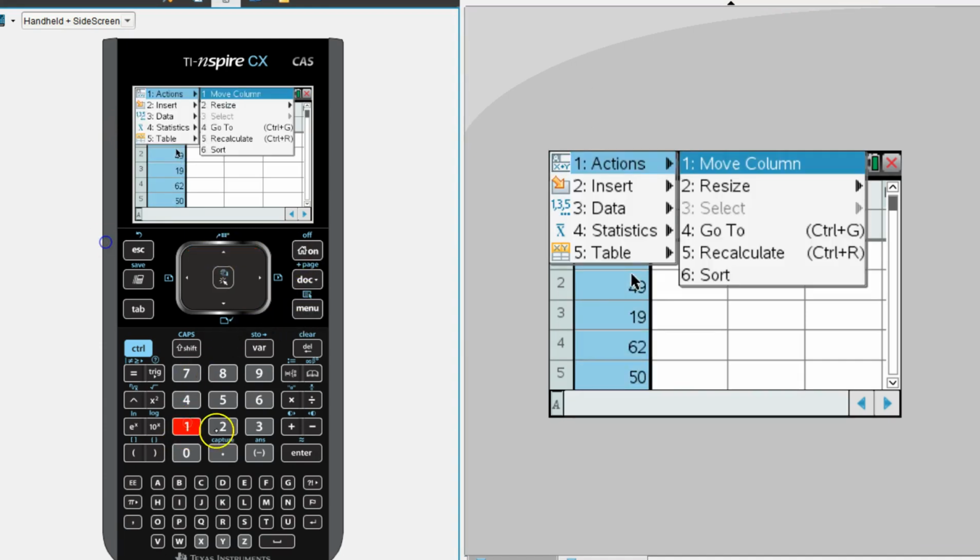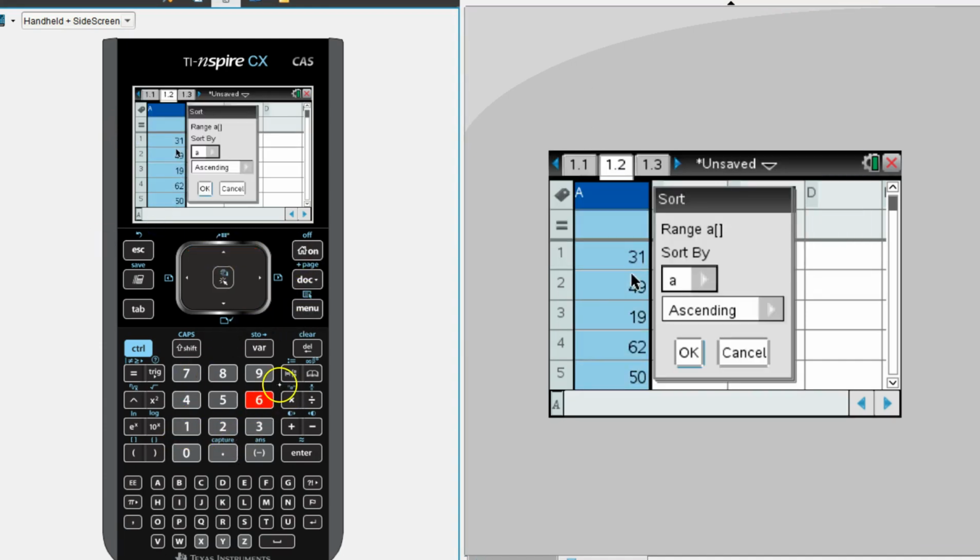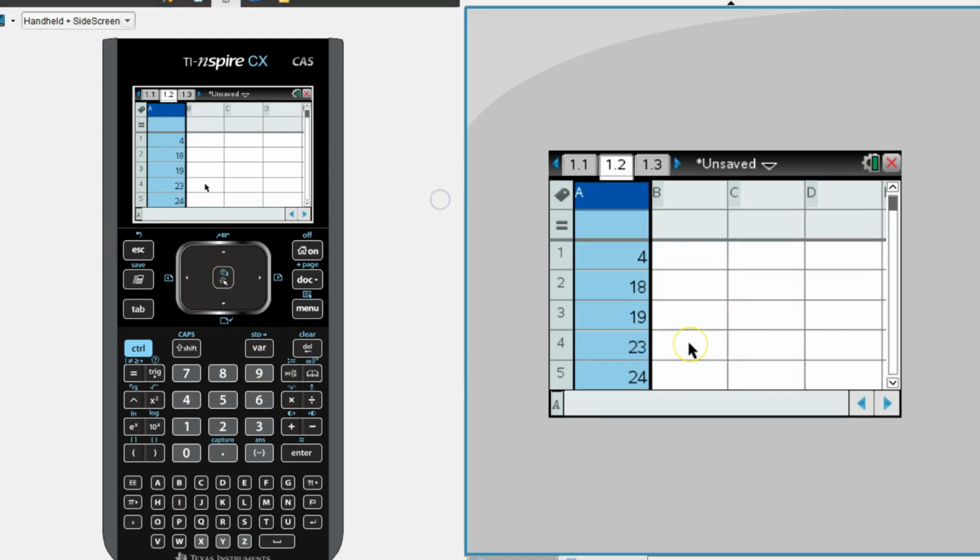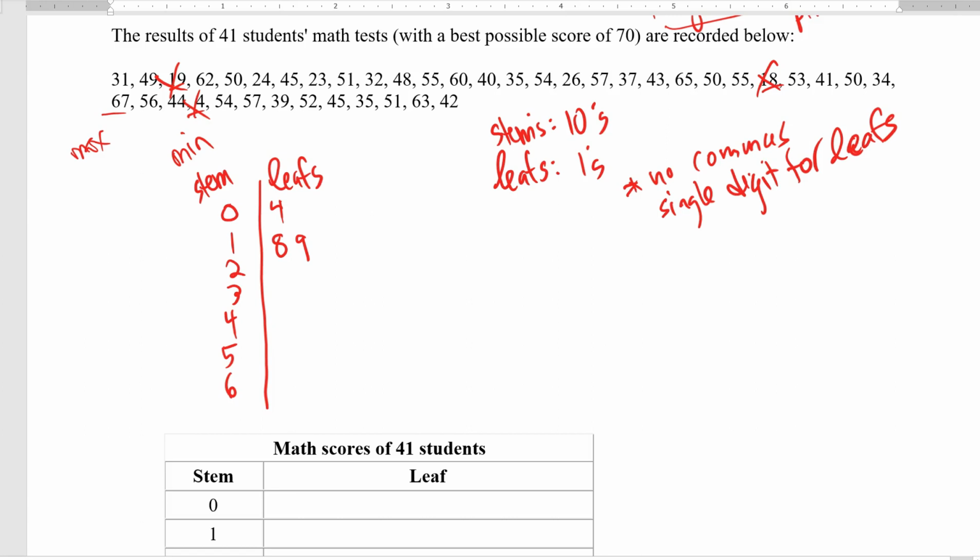Menu, 1, 6. There we go. So sort column A in ascending order. What this does is it helps me see that there's only a 4, an 8, and a 9, and my next lowest number is 23. So in the 20s, I see a 23, 24, and 26. So what I'll do is I'll put a 23, 24, and 26. No commas, and only the ones go in there.